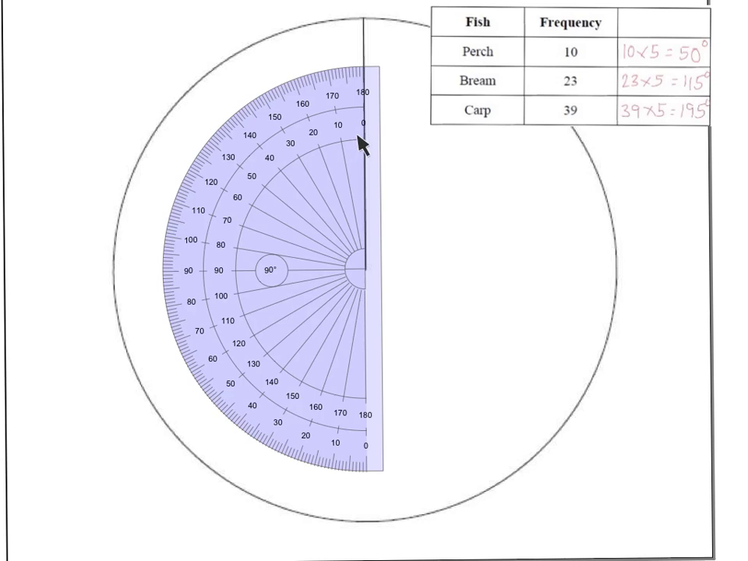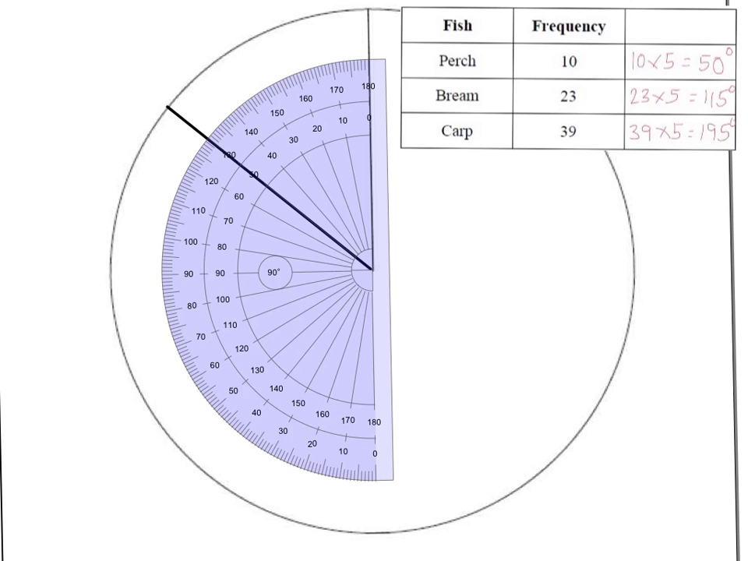So I'm going to read from 0 around here until I get to 50, and what I do is I draw a line on the outside, and I then extend from the center of the circle all the way to the outside, and just make sure I'm as accurate as I can. And it looks something like this. Just make sure that you're accurate when you're connecting up.